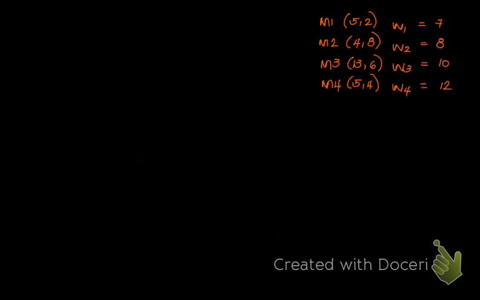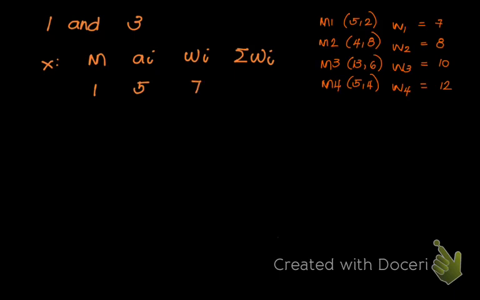Next, yung 1 and 3 naman na nag-share. So, 1 and 3. So same, so finding x. So between 1 and 3, mauuna si 1, then 5. The weight is 7. Followed by 3, and x coordinate is 13, and the weight is 10.